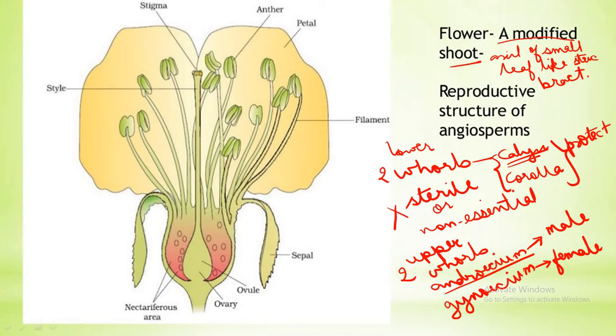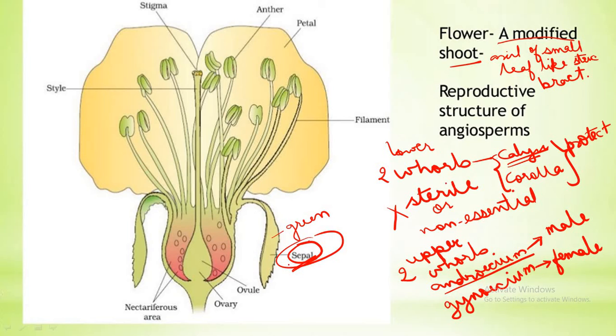Calyx is the outermost part. It is the outermost and protective whorl of a flower. An individual appendage of calyx is called the sepal. You can see here in the diagram, these green leaf-like structures are called the sepals. The individual appendage of calyx is called the sepal, and as I said, they are green in color. So green, leafy, and the outermost protective whorl of the flower is the calyx, and its single individual appendage is the sepal.